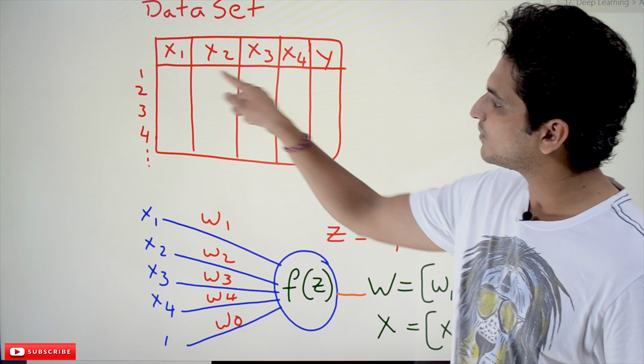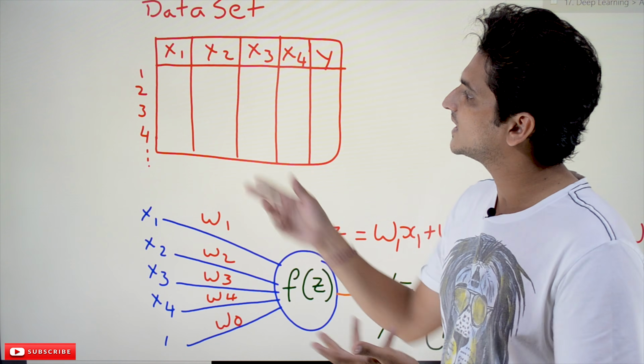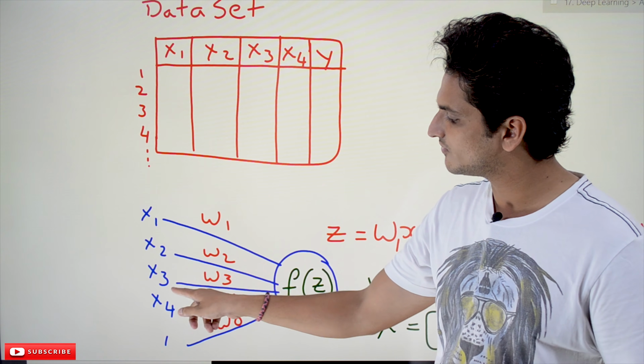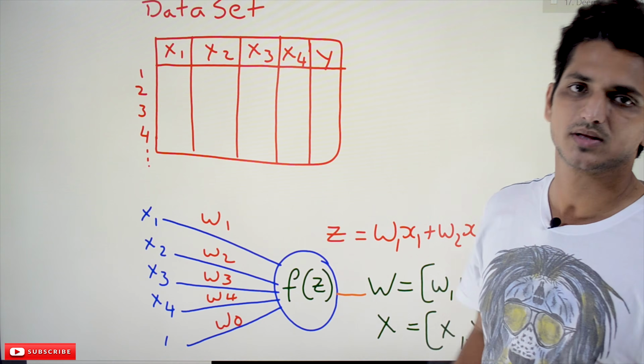In the first data point we have x1, x2, x3 and x4 values. Let's take an example, 1, 5, 7, 9. 1 is given here, 7 is given here, 5 is given here, 9 is given here. That is how we will give input to the perceptron.